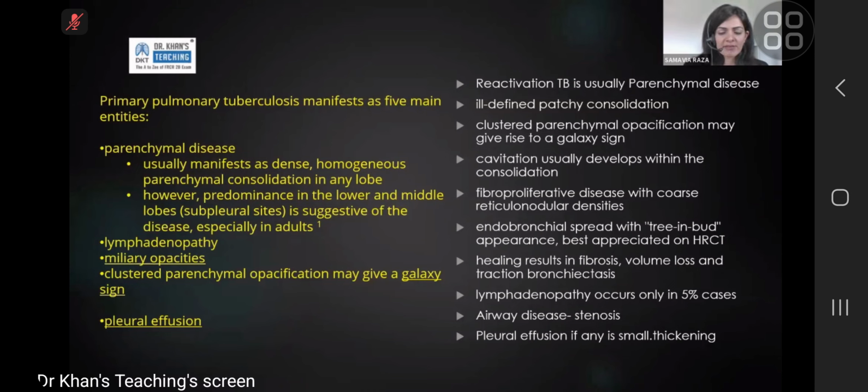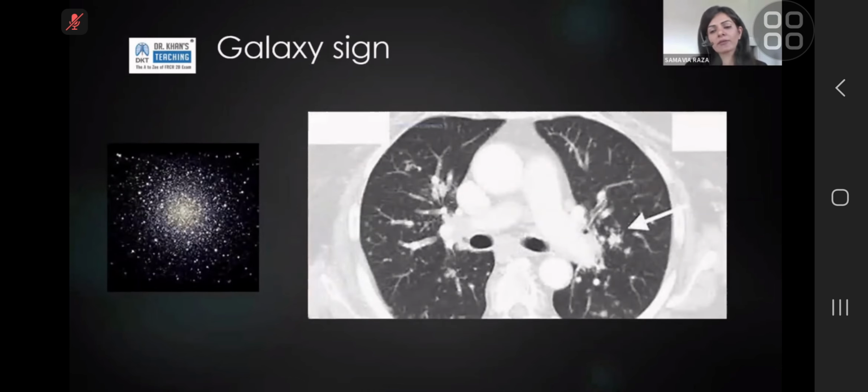Then you have the galaxy sign. You can see the galaxy sign in primary and reactivation TB. What is the galaxy sign? This is just a sign talking about the coalescence of the granulomas on imaging. You can see it on chest X-ray as well, but we don't really describe it like that on chest X-ray. We reserve this term for CT.